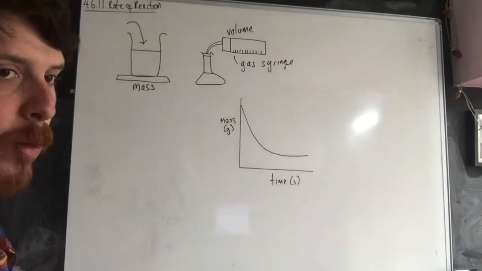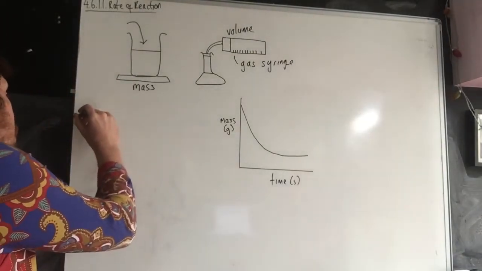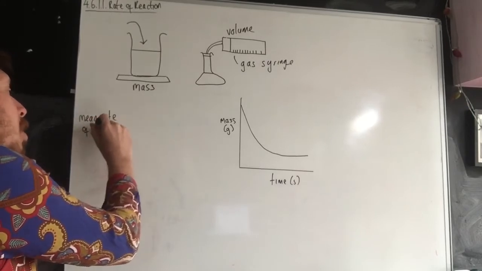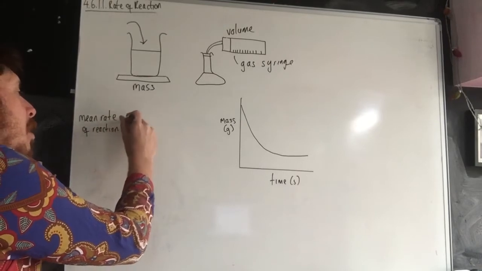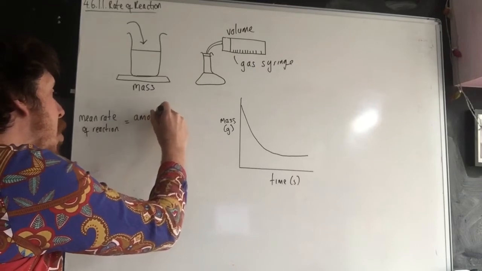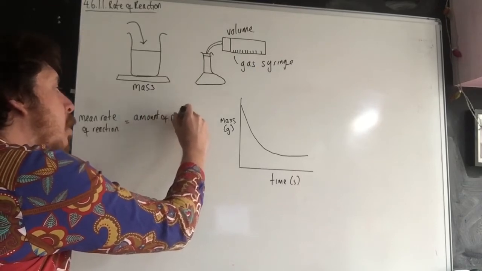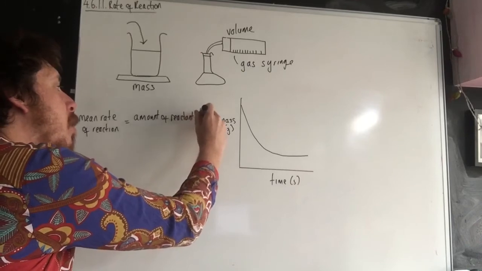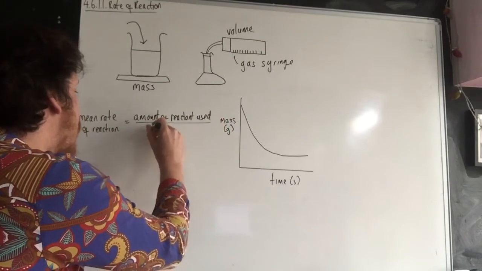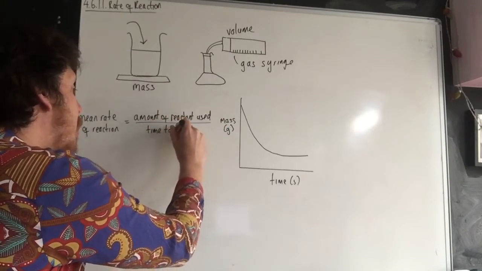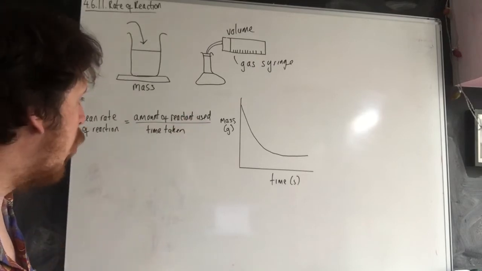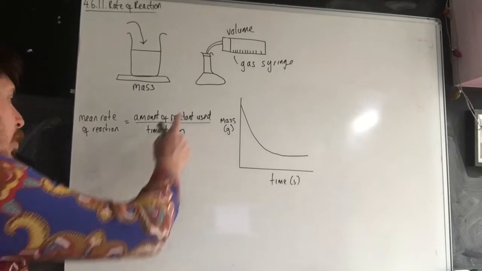Now you can calculate how quick your reaction is by doing the mean rate of reaction, which is equal to the amount of reactant used divided by the time taken. It is also acceptable to use the amount of product. Use either or.